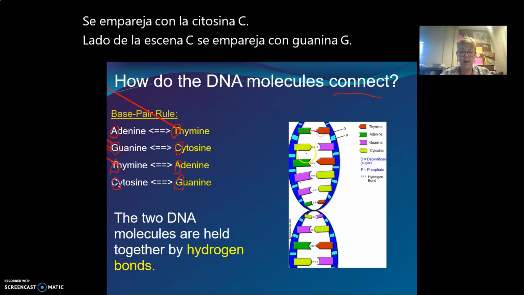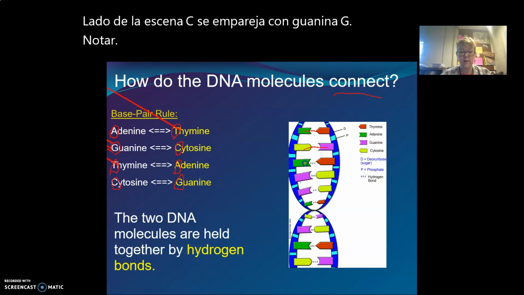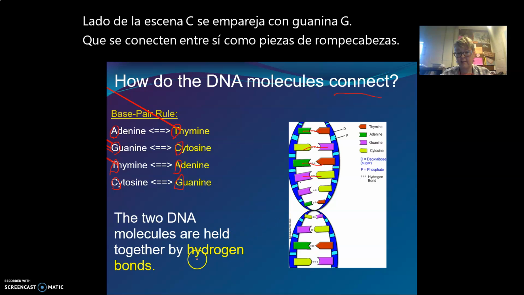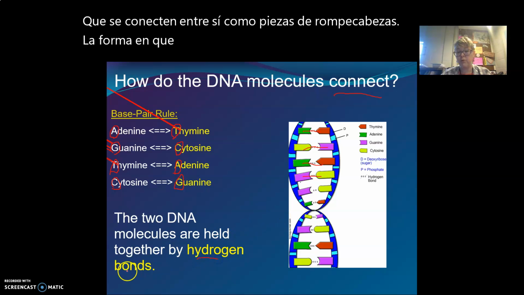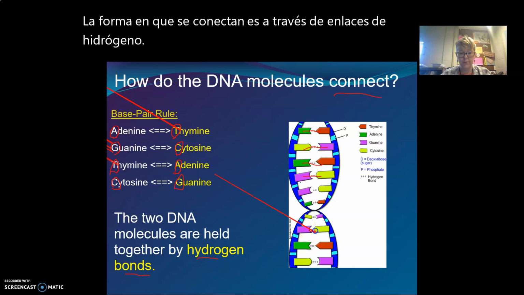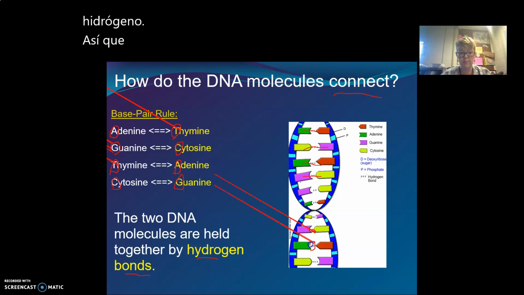Notice that they connect together like puzzle pieces. The way they connect is through hydrogen bonds. So these little circles are hydrogen bonds.